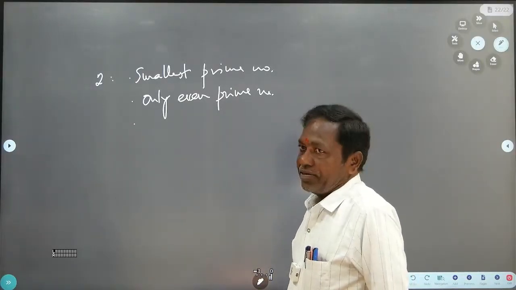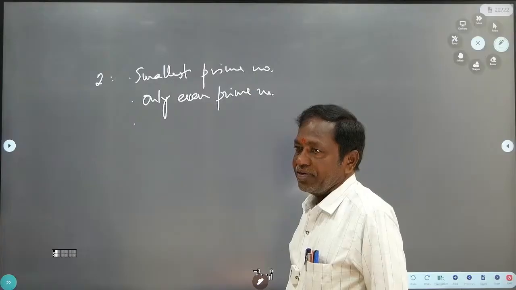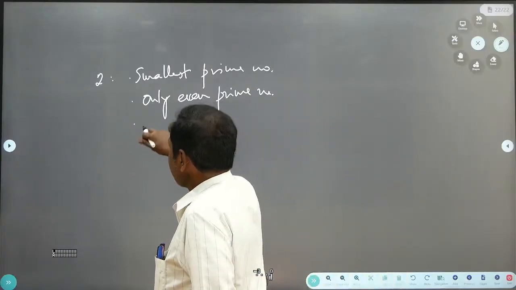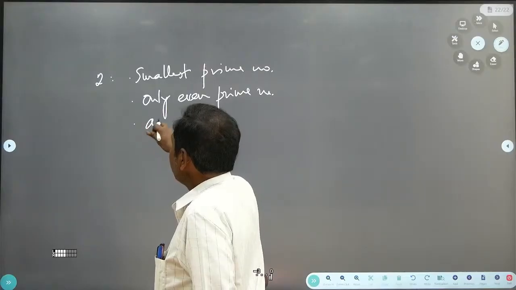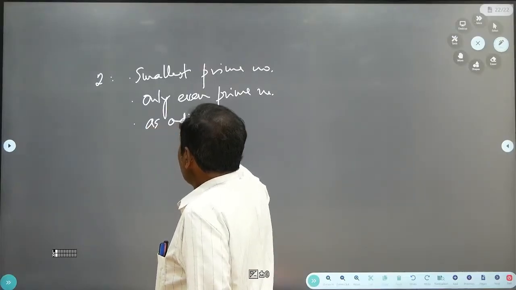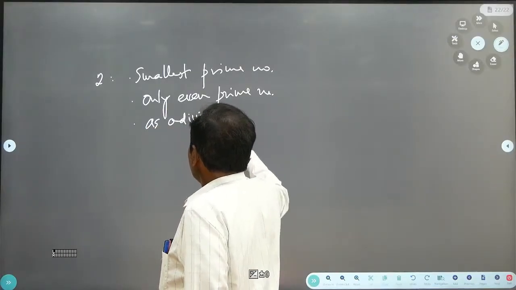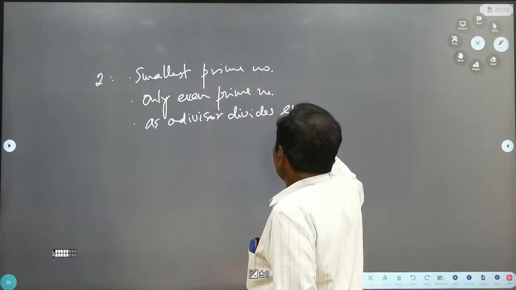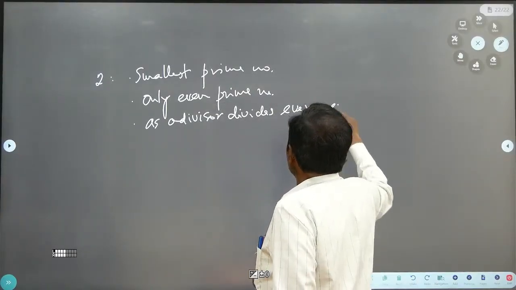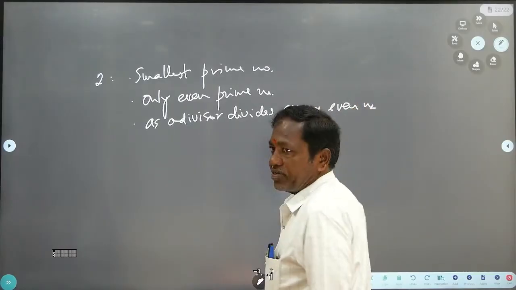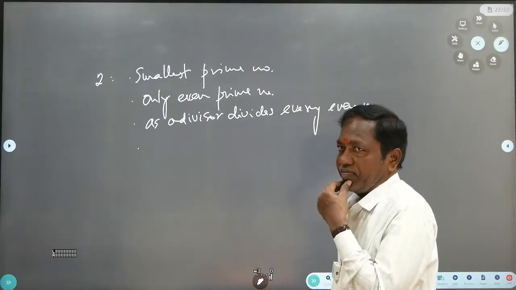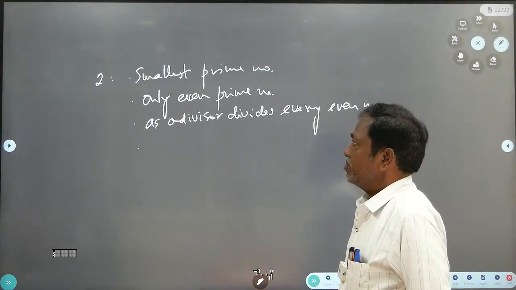A number ending with 0 or 2 divides every even number. Yes. So 2 as a divisor divides every even number. Wonderful. Any other thing like that?